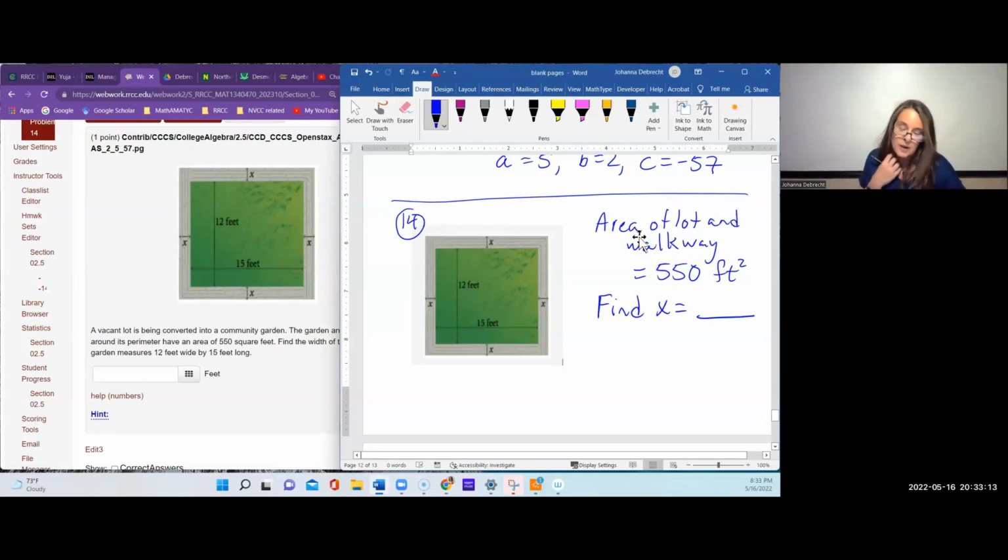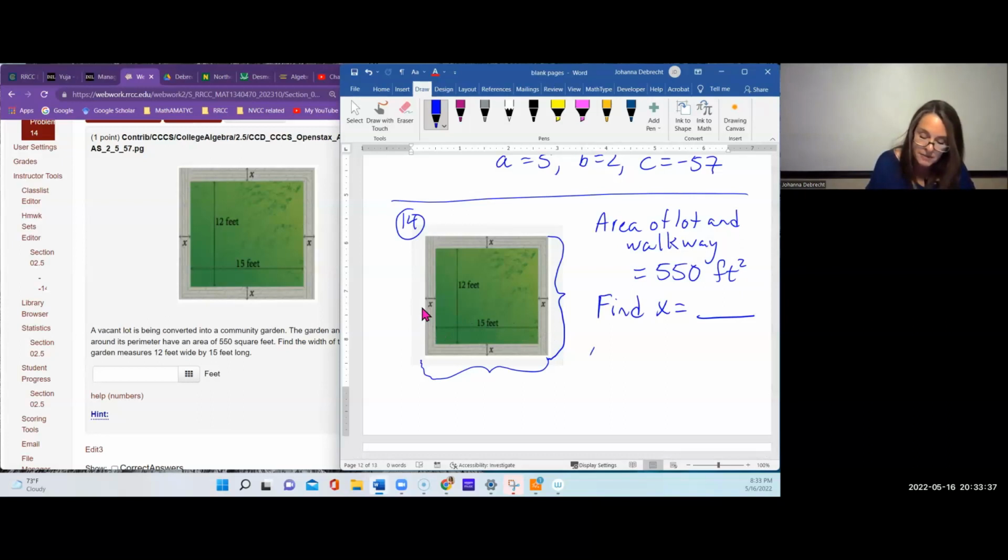Now, how can I express the area of the lot and the walkway? That would be this area right here, this length and that width. Well, what are those lengths and widths? From here to here on the green, it's 15, but I've got an X width on the left and an X width on the right. So the area, which gives me 550 square feet, has got to be 15 feet plus 2X. That's the width of the new walkway plus the lot.